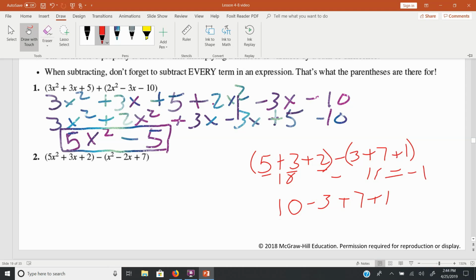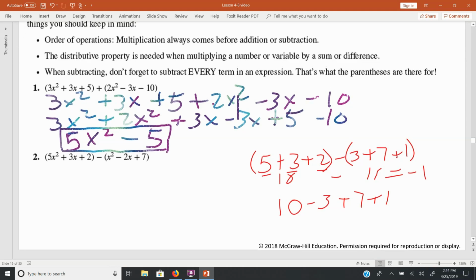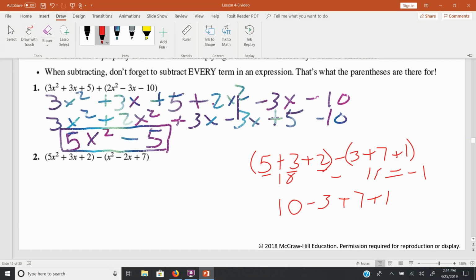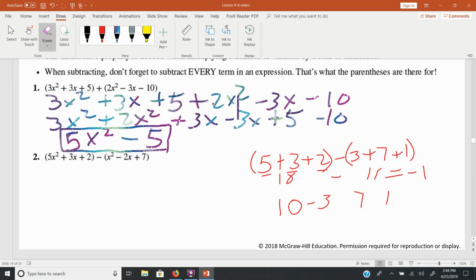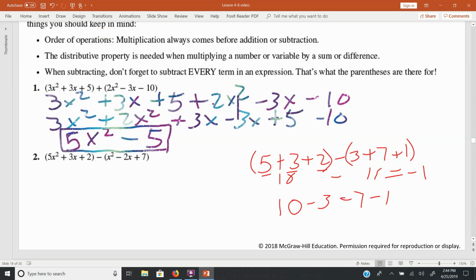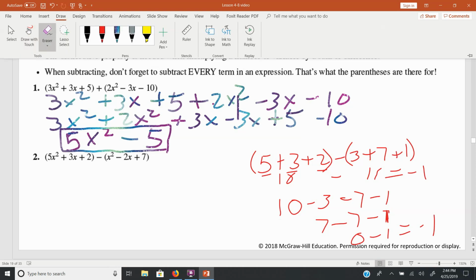To do the same thing, I have to subtract 3 and then subtract 7 and subtract 1. If I do that, 10 minus 3 is 7. 7 minus 7 is 0. 0 minus 1 is negative 1. So I have to subtract everything in the parentheses. And I'm going to do that.